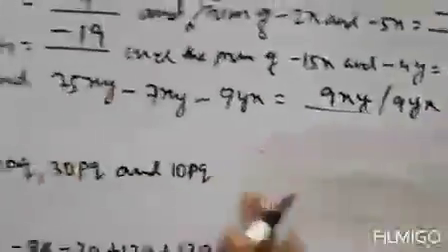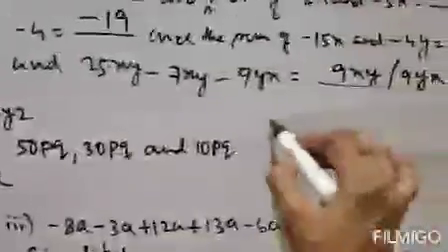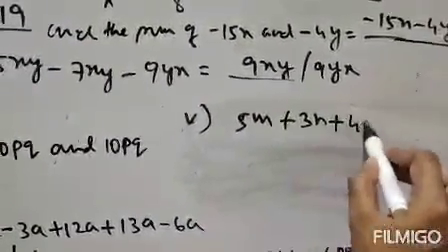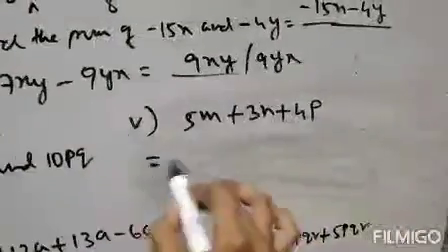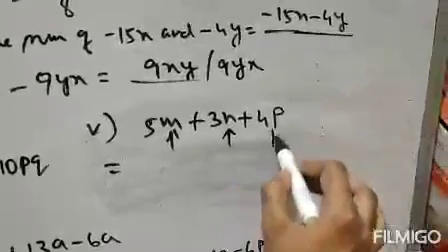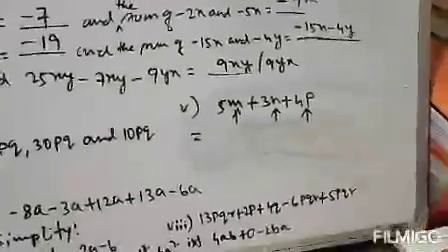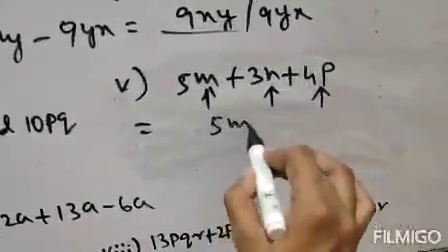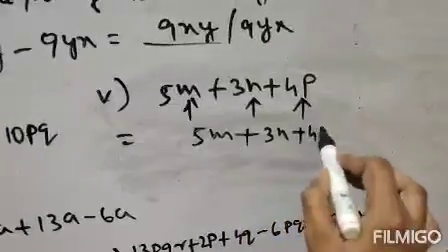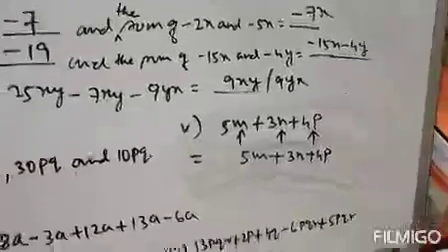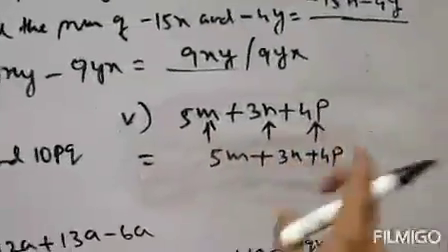Next, question number 5: 5m plus 3n plus 4p. Now see, here the coefficient is 5 for m, 3 for n, and 4 for p. The three variables are different. That means these three are unlike terms, so we cannot add these three. So we will write it as it is, 5m plus 3n plus 4p. As the three terms are not like terms, we cannot add them. So it is 5m plus 3n plus 4p.